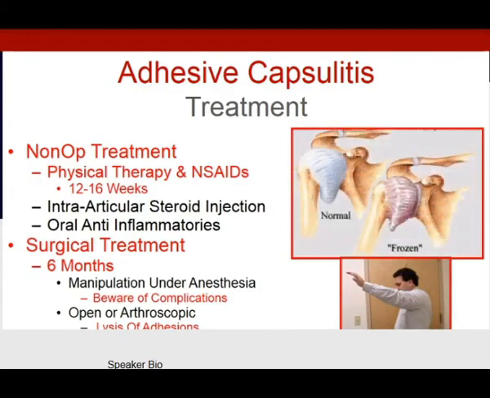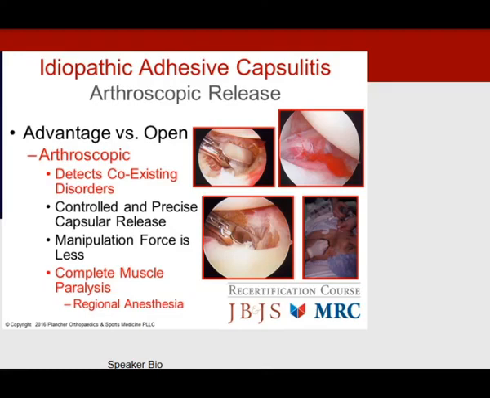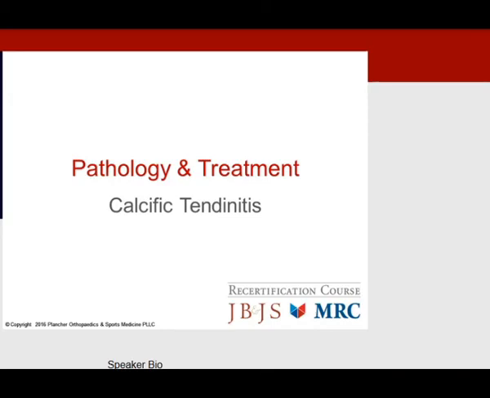You may have to perform an intra-articular steroid injection or oral anti-inflammatories. And if surgical treatment occurs at 6 months, beware of manipulation under anesthesia for complications. Open or arthroscopic procedures can be done with lysis of adhesions, and we have to open the rotator interval, and we have to do a capsular release. Staging can occur, and we're cognizant of it, and see here that you can now release this arthroscopic procedure of an adhesive capsulitis. Whether you do it open or arthroscopic, complete muscle paralysis is necessary, and postoperatively, using regional anesthesia for physical therapy can be helpful.